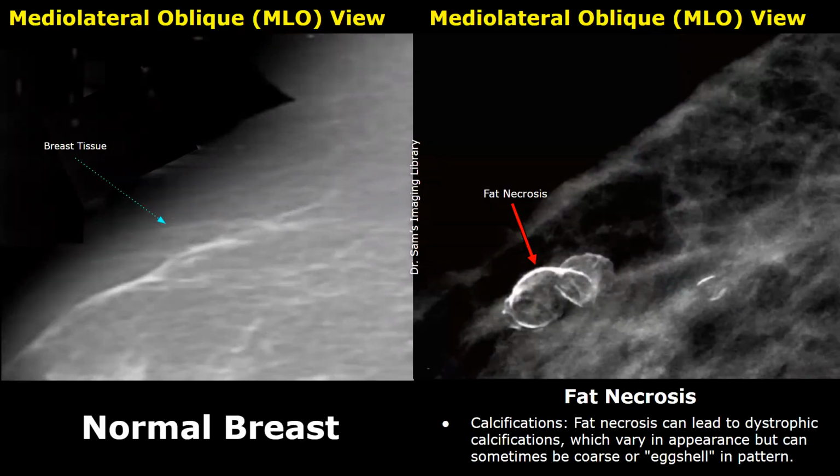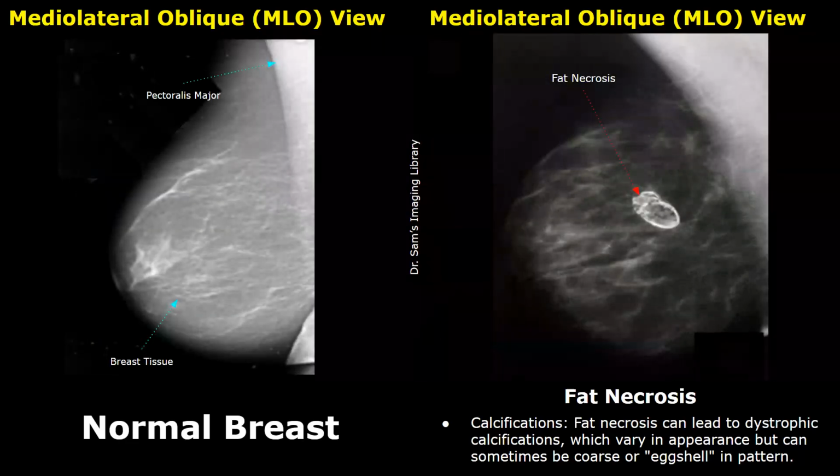Some cases of fat necrosis may have calcification. These are macrocalcifications. The calcification pattern may include coarse or eggshell calcifications, which will be seen as peripheral calcifications, hence the term eggshell. These type of calcifications can be seen in fat necrosis.